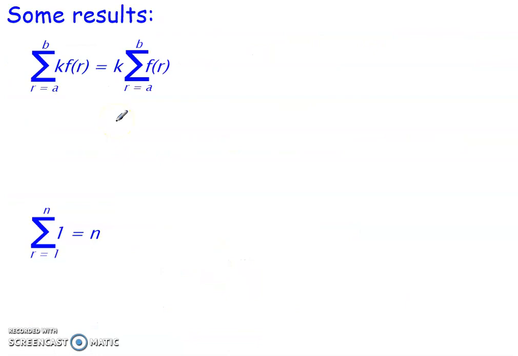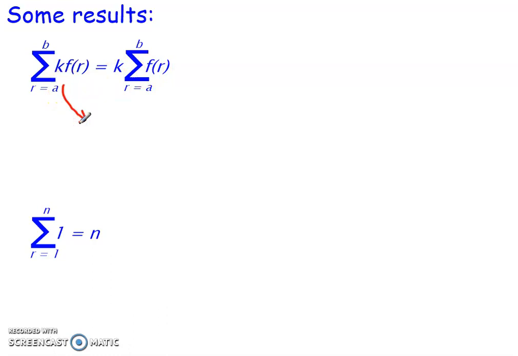So the first one that we're going to look at is the sum from r equals a to b of k f of r. Here k is just some constant value times your f of r. What that equals is k times the whole sum from r equals a to b of f of r. So we can just find the sum and multiply it by k. So how do we prove that?